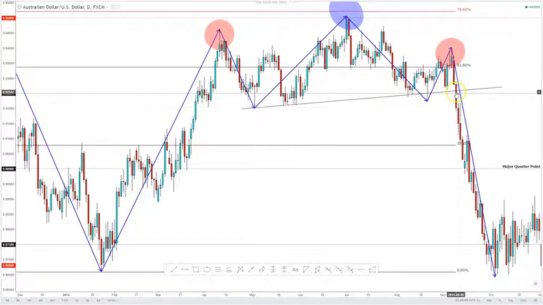This would have been your entry. A confirmed entry would have been a break close below. You would have shorted it right here, all right? An earlier entry would have been off this reversal pattern, close below the 61.8, and it looks like it's about to break the neckline, right? But that's not a confirmed entry until it breaks.